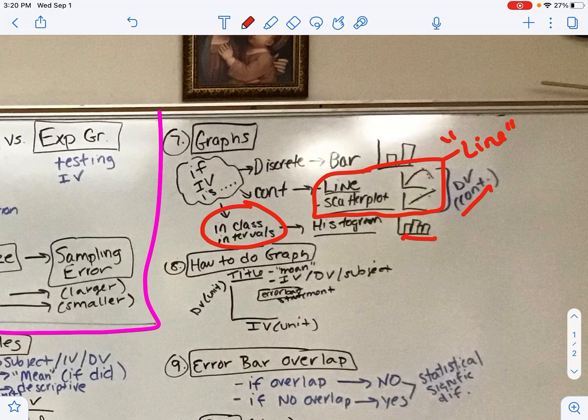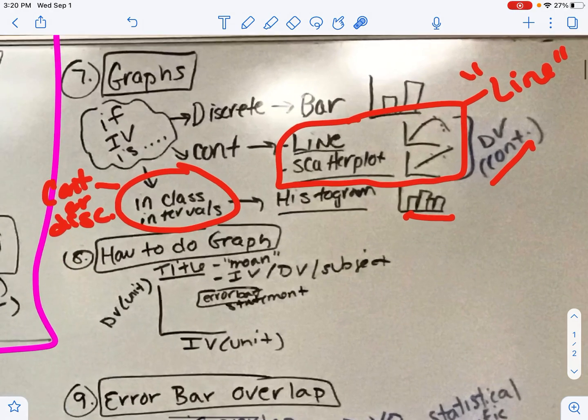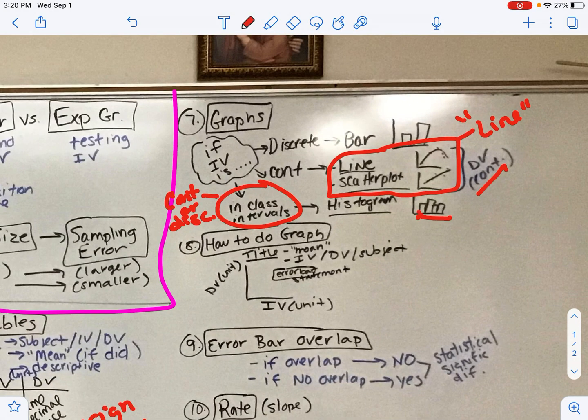Now, in class size intervals, this could be continuous or discrete. So, for example, if I'm counting how many flowers are on plants, the first bar is how many plants had 5 to 10, and then the second bin is how many plants had 10 to 15 flowers, and how many plants had 15 to 20, right? Counting flowers is discrete data, but because they're in class size intervals, you'll do a histogram.